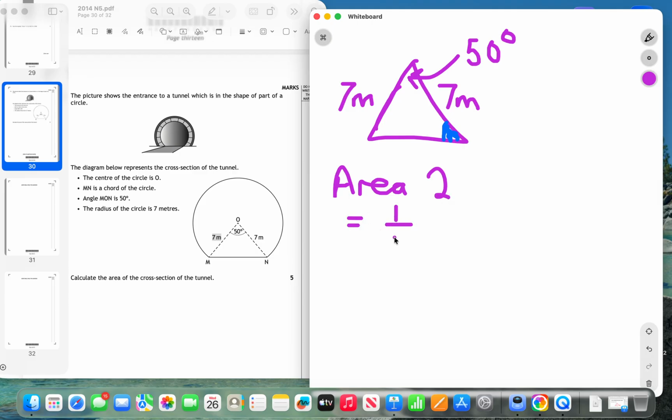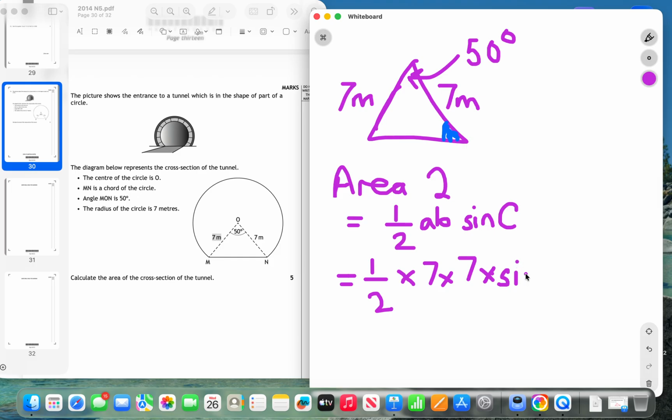That's 1/2 A B sine of C. So A is, they're both 7, so we can put 1/2 times 7 times 7 times the sine of 50. Do not put 50 because it's the sine of 50. You would get a grossly incorrect answer if you put 50.